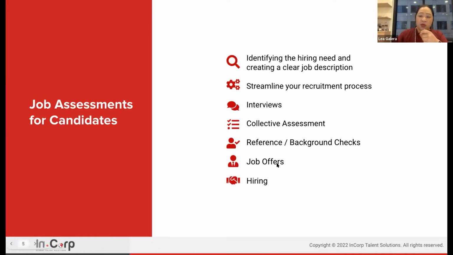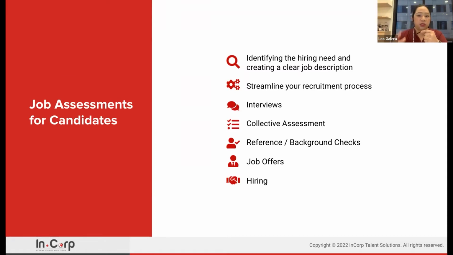So for the next one, doing the reference check and the background checks, I think at the onset of the application process, you have to make your candidates understand that they have to subject themselves to the necessary reference or background checks. Because of data privacy, some employers need to ensure that the candidates agree to the reference checks because you'll be calling certain people on their behalf to check their work ethics and whatnot.